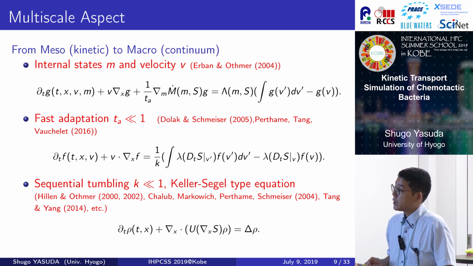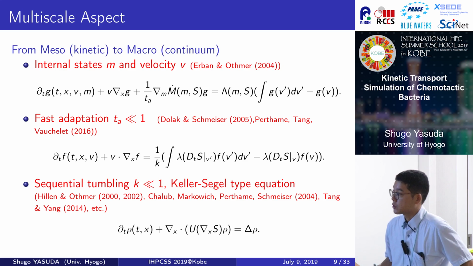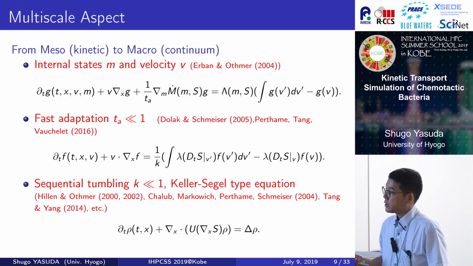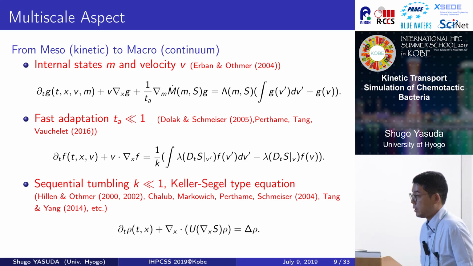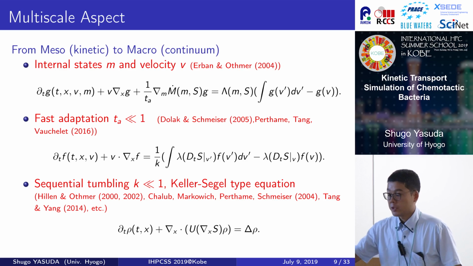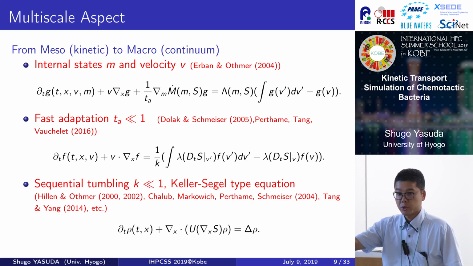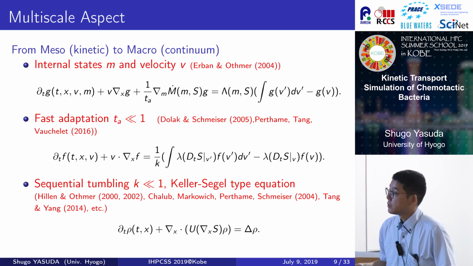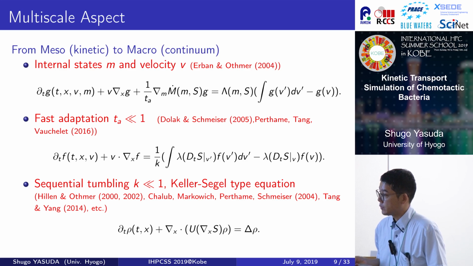And here the K is an important parameter to connect to the macroscopic continuum equation. The K describes the tumbling frequency or run length of bacteria compared to the reference length. So small k means sequential, continuous tumbling. In the limit of sequential tumbling, the bacterial motion looks continuous. And then we can derive the continuum equation, which is a well-known Keller-Segel type equation, from this equation.